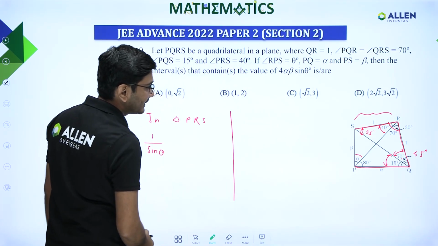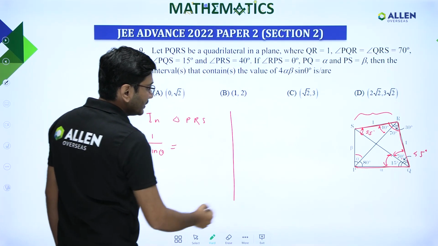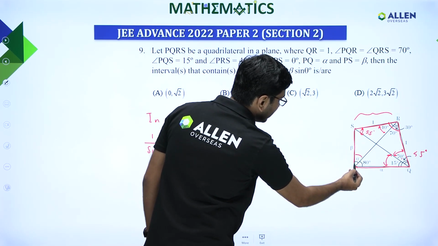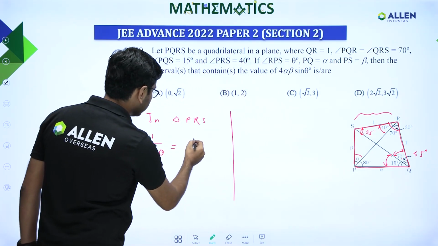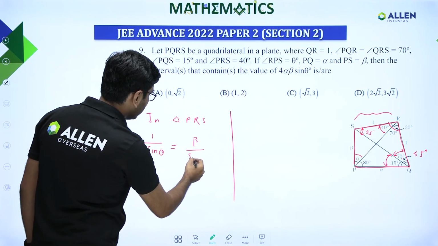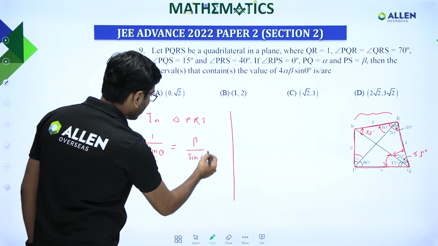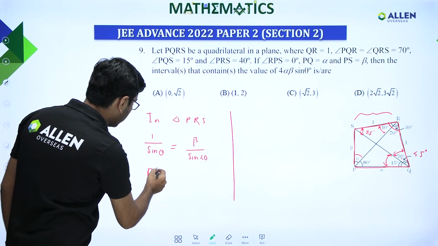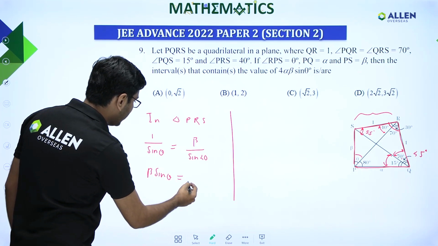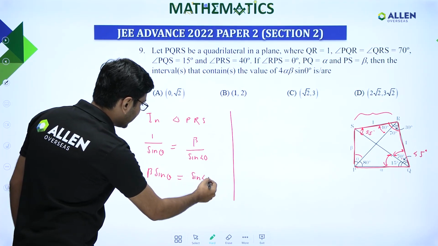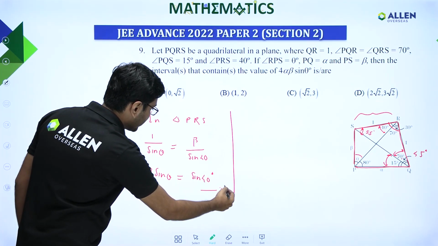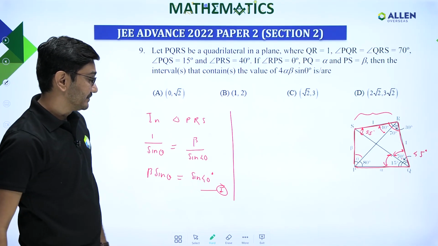So 1 divided by sine theta will definitely be equal to beta divided by sine 40. Cross multiplying, we get beta sine theta is equal to sine of 40 degrees. So this is the one equation we got from the triangle PRS.